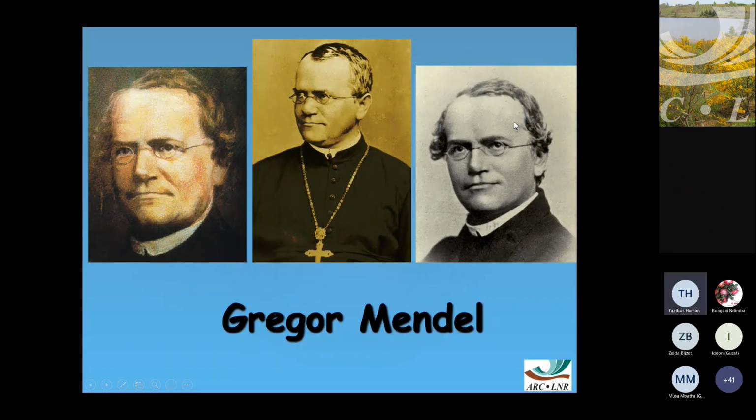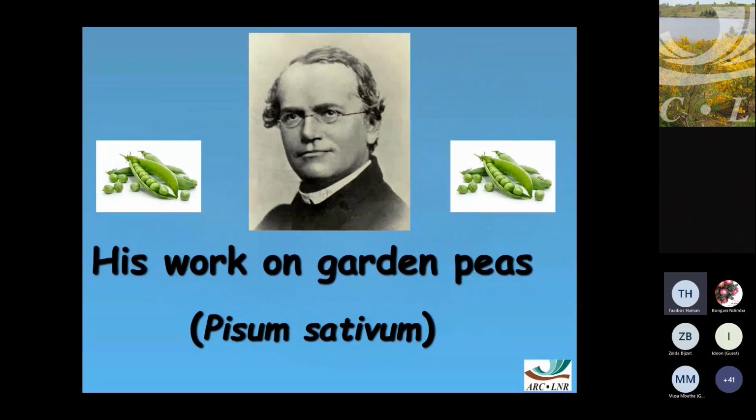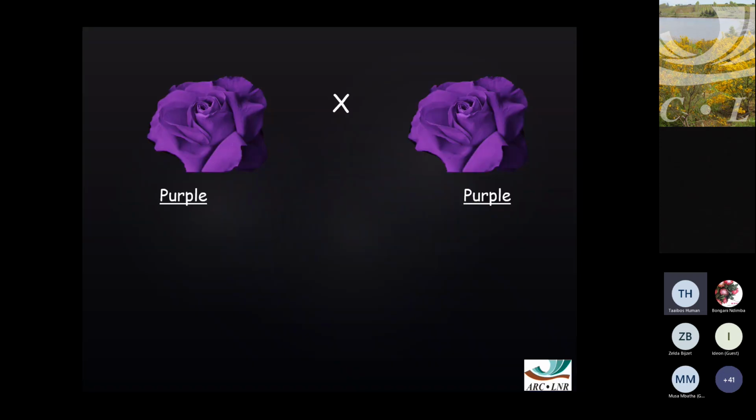Gregor Mendel was a monk, who was also a scientist interested in breeding. And he worked on garden peas. And he was faced with a similar dilemma. He crossed certain things. And in my explanation, I'm just going to use roses in terms of purple.